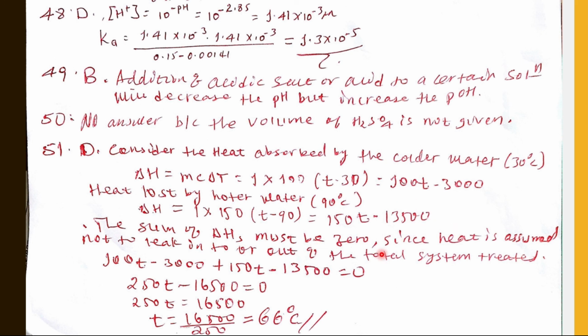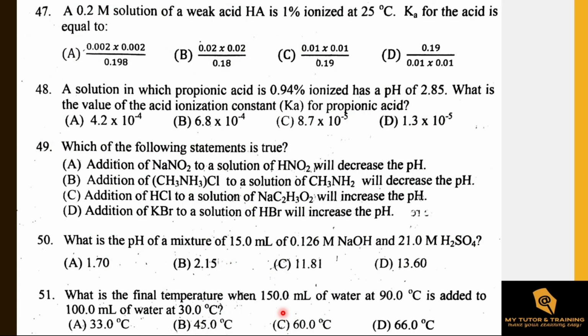It should be 0 according to your thermodynamics, so we have 100 T minus 3000 plus 150 T minus 13,500 equal to 0. 250 T minus 16,500 is equal to 0. 250 T is equal to 16,500, over 250, and T is equal to 66 degrees Celsius. So the final temperature for the mixture will be 66 degrees Celsius.